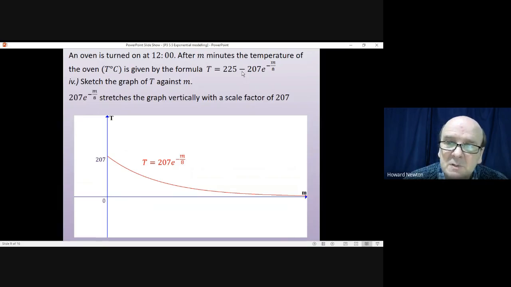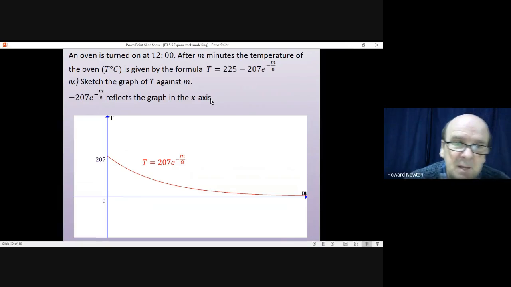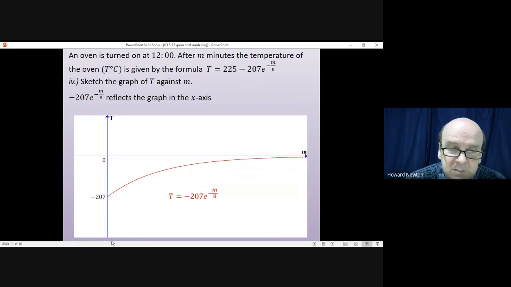The next thing I do is deal with the minus in front of the 207. Minus 207 e to the power of minus m over 8 will reflect the graph in the x-axis. So this graph is going to flip down as it reflects beneath the x-axis. Plus 207 is going to reflect down to minus 207. And you get something that looks a little bit like that.